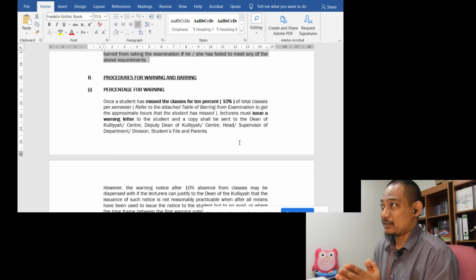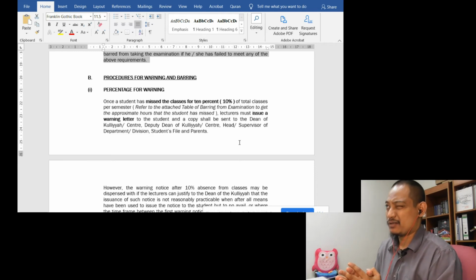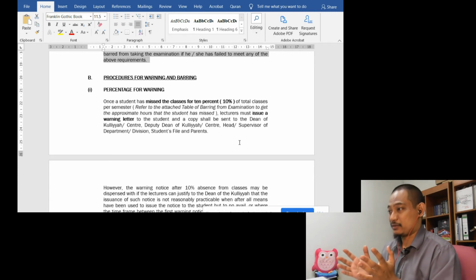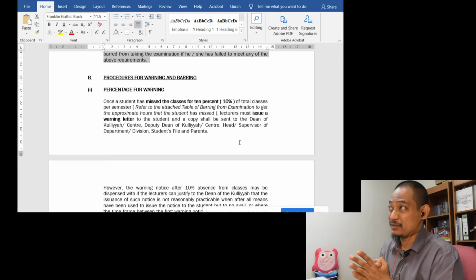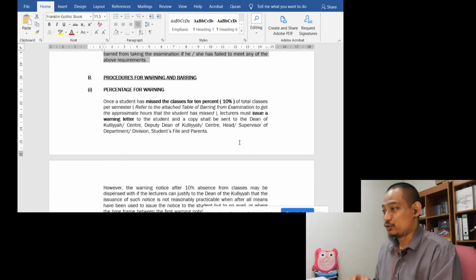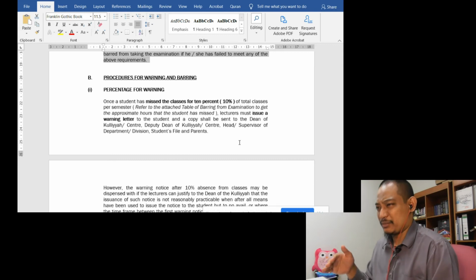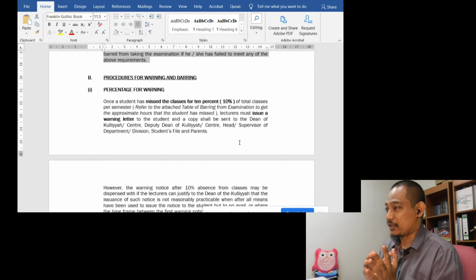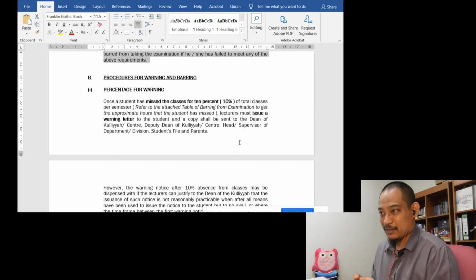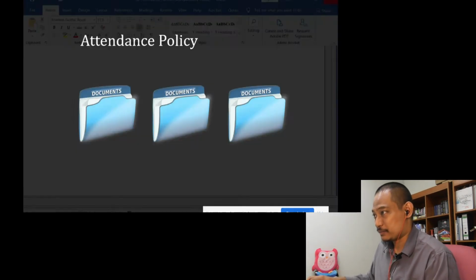Normally in a 14-week semester, there will be 28 classes. So 10% is 2.8, roughly 3, right? If you miss 3 classes, you will get a warning letter. If you miss another 3 classes, you will get barred, right? So that's generally the policy. For this semester, I'm not sure when it shifts to online, we still have to take attendance. We will go about that after this, right? But anyway, that's the policy. So I can shut that down.